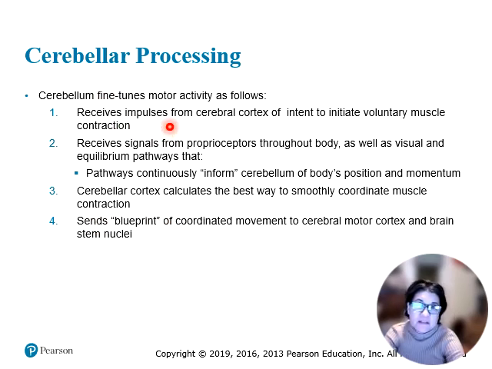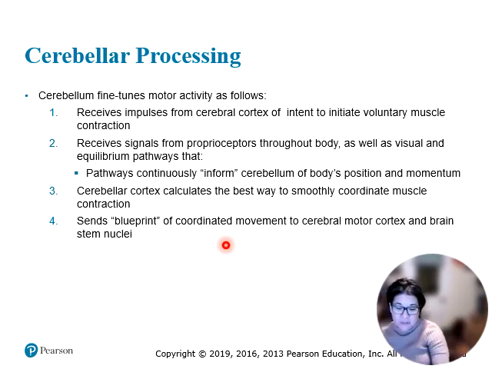Okay, here's some things that the cerebellum does. It receives impulses from the cerebral cortex for voluntary muscle contraction. It receives signals from proprioceptors that help you figure out where you are in space, so body position and momentum, where you are, where you're going. It figures out how to do smooth muscle contractions, so smooth body movements. And so it works with your cerebral motor cortex too.